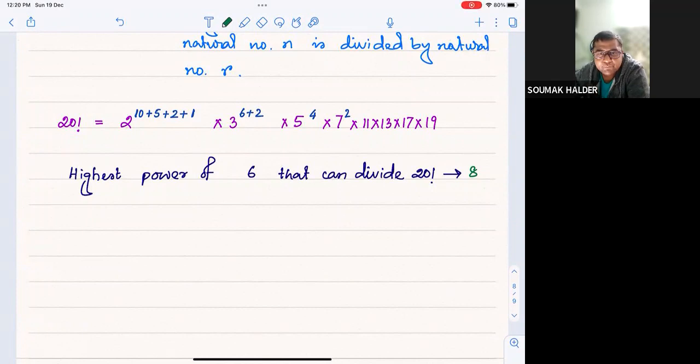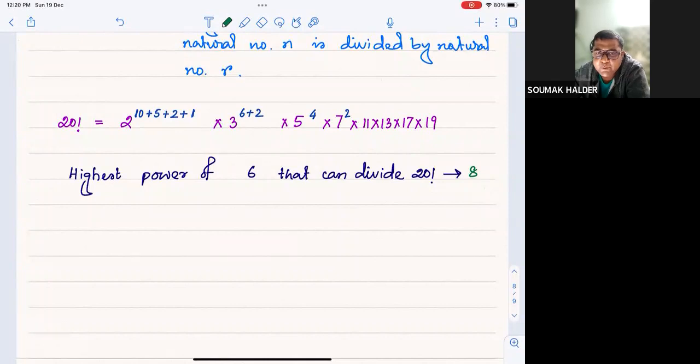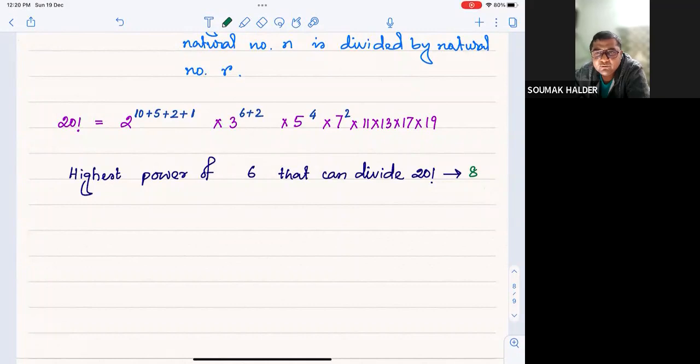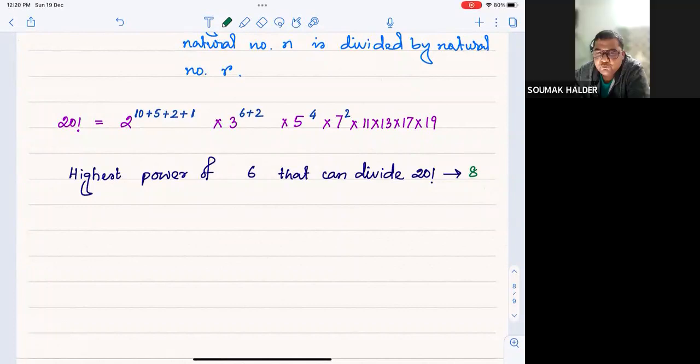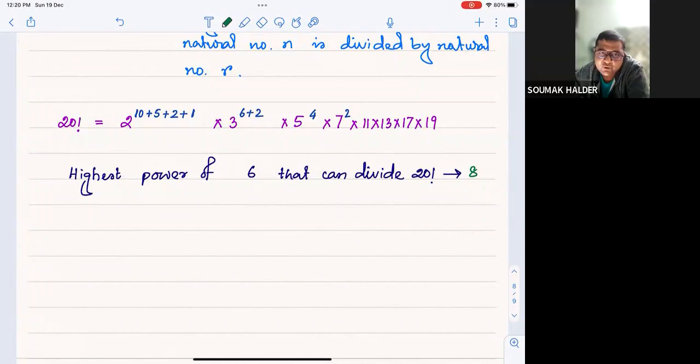Okay. Sir, can you explain again? How can 6 be found? Is 6 a prime? No, sir. So 6 is made of which prime numbers? Sir, 2 and 3. How many 2s, how many 3s? Sir, 1, 2 and 1, 3. So that means to form a 6, you need an equal number of 2 and 3. And how many times can you get it out of the primes you have under 20 factorial?